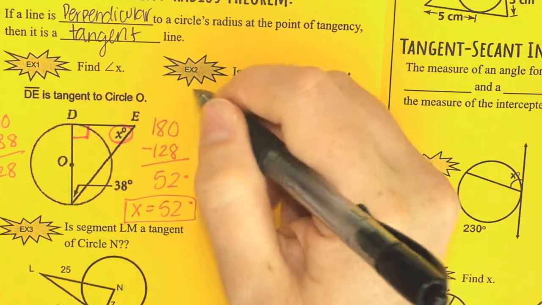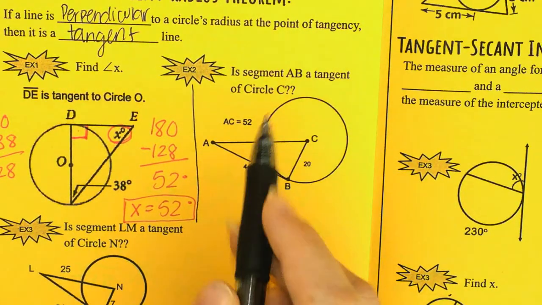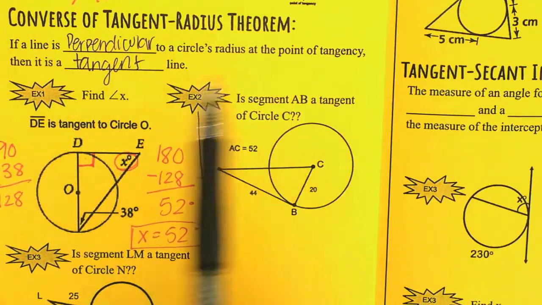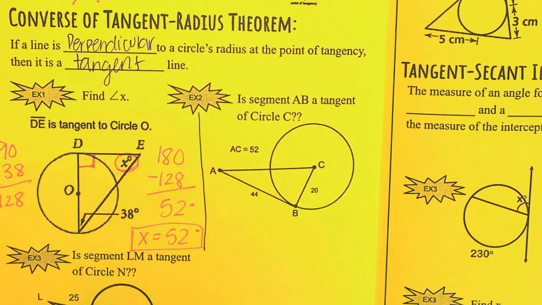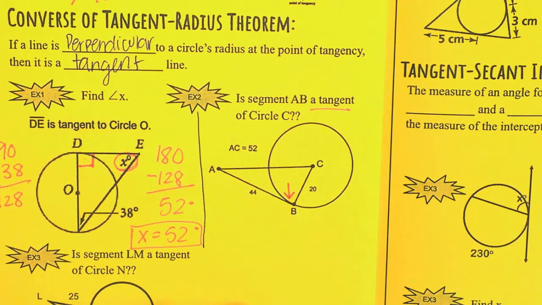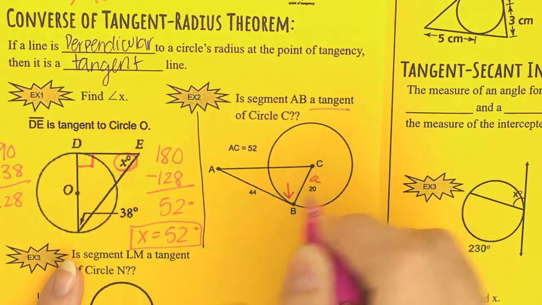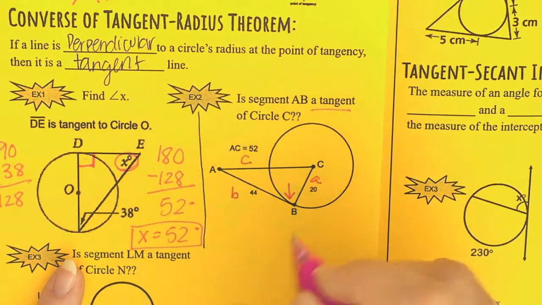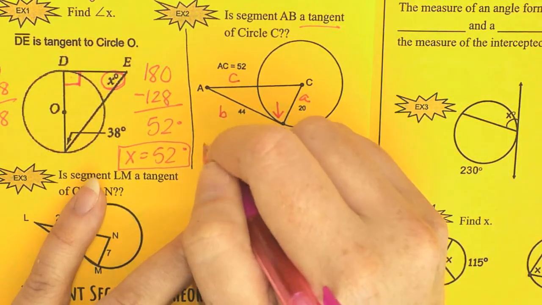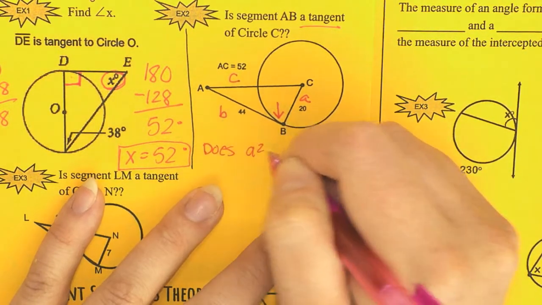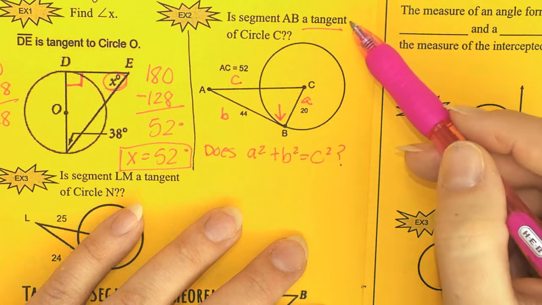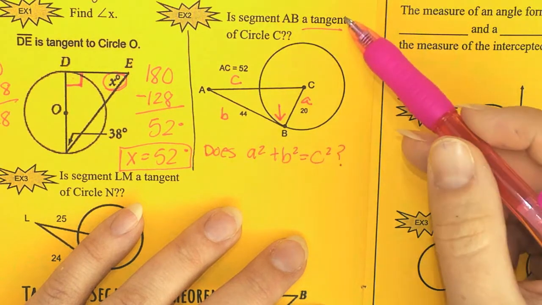All right, the next one is asking, is segment AB a tangent of circle C? So this has to do with the converse. If it's a tangent, then that means that this would be a right angle. And if that's a right angle, then this would be a right triangle, and right triangles have to follow the Pythagorean theorem. So what this question is really asking is, does a squared plus b squared equal c squared? If it does, then yes, it's a tangent. If the answer is no, then it's not a tangent.